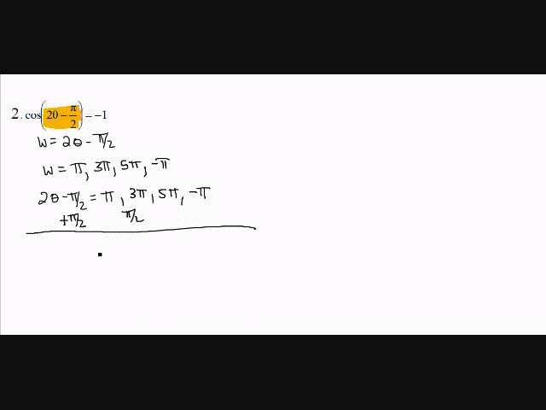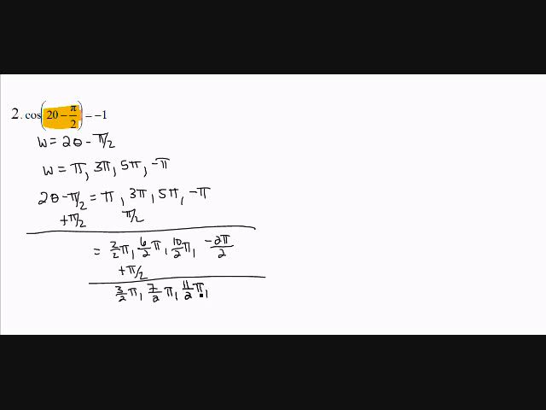So to add pi over 2, this is equal to 2 over 2 pi. This is 6 over 2 pi, 10 over 2 pi, and negative 2 over 2 pi. And I'm adding pi over 2, so that's 1/2. So I get 3/2 pi, 7/2 pi, sorry about that, 11/2 pi, and adding one more gives me negative pi over 2.